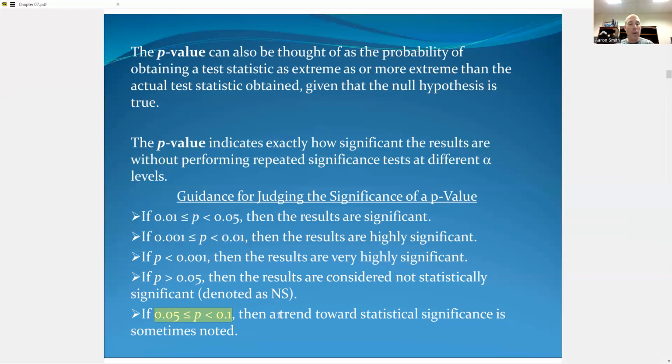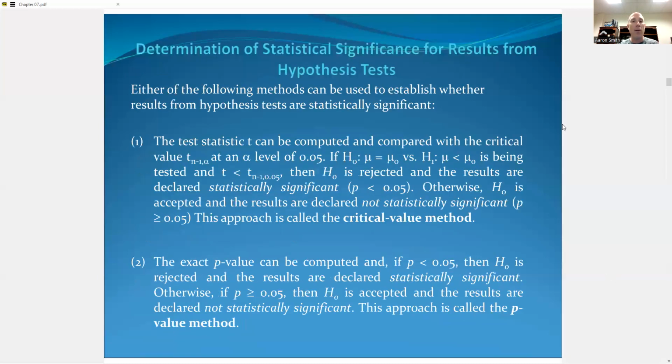So if we have strong belief from subject matter experts that it should be going this way, and we get a p-value between 0.05 and 0.1, it's technically not statistically significant, but it's still leaning in that direction, just not strong enough to make that conclusion.